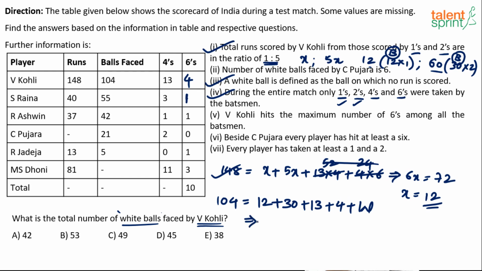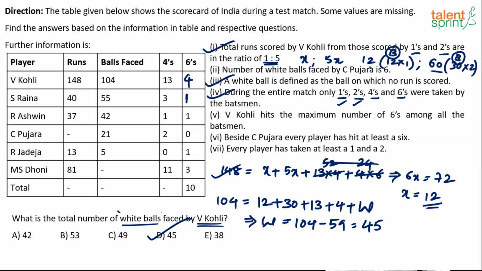So number of white balls should be equal to what? 104 minus 59. I mean, you can do these calculations without writing all these equations, but then just with that. How much does it come out to be? 45, right? 104 minus 59 is 45. So 45 dot balls. Basically, white balls are nothing but dot balls. So option D is the answer.